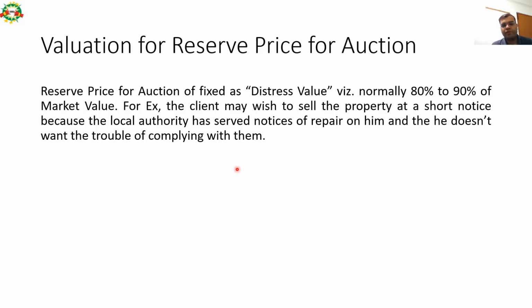Valuation of properties for fixing reserve price for auction. The reserve price for auction is fixed as distress value, which is normally 80 to 90% of the market value. For example, the client may wish to sell the property at short notice because the local authority has served notice of repair on him and he doesn't want the trouble of complying with it. He may go for auction of the property and may tend to sell the property at distress value.